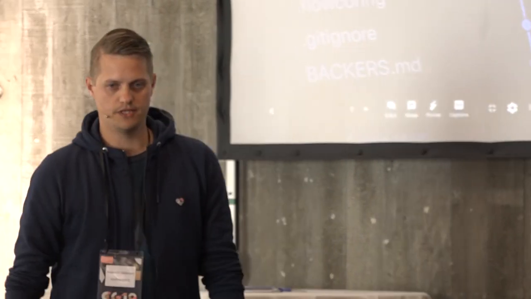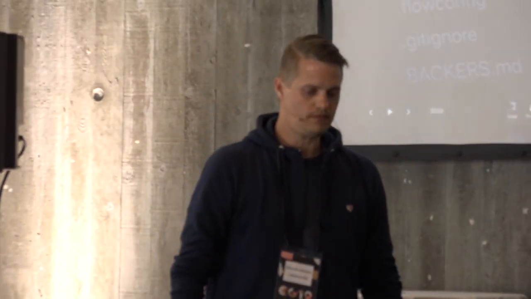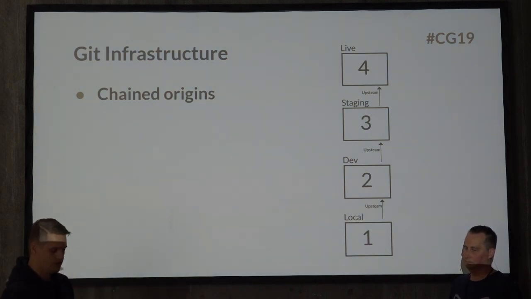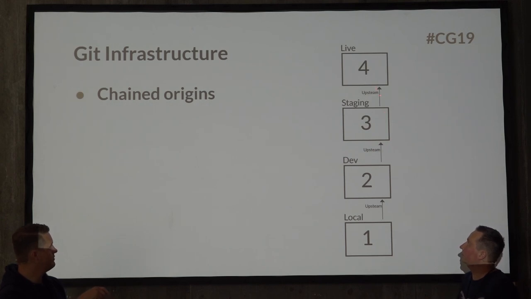But as you can see, we're using Git on cloud. However, we are not using it for versioning. We're using the Git merge rules, and we are using change origins. So you can see up here you have your local, and dev is upstream to local. Staging again is upstream to dev, and live is upstream to staging.